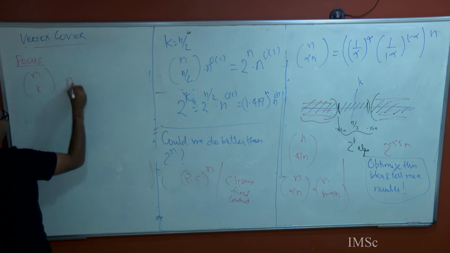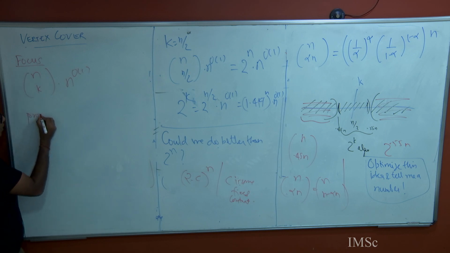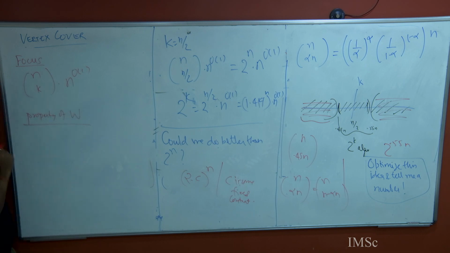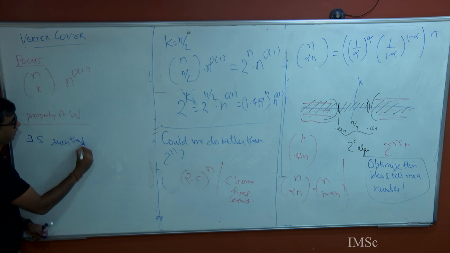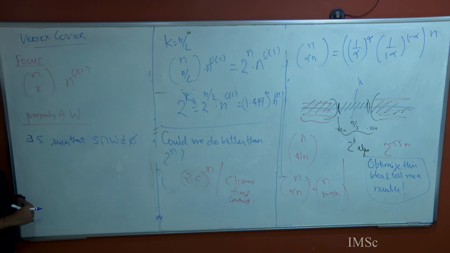This algorithm. What was the property of W? The property of W was that there exists S such that S intersection W is not equal to phi. This was the property.